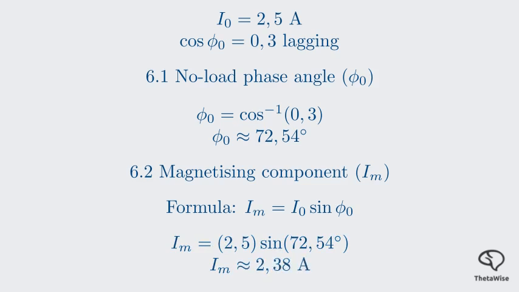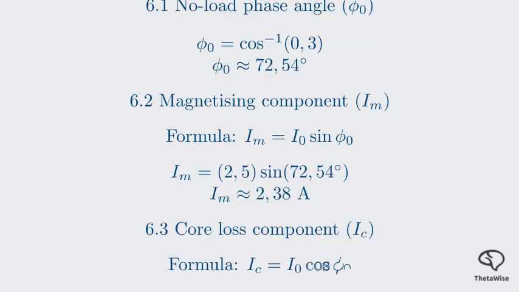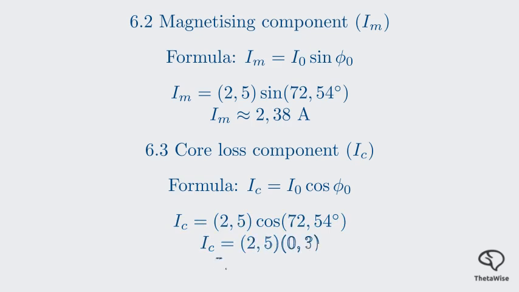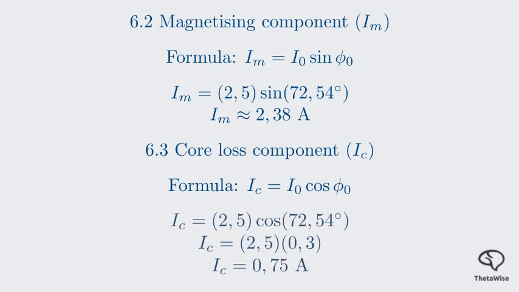And finally, part 6.3, the core loss component. Using the formula I sub c equals I sub 0 cos phi sub 0, we have 2.5 times the cosine of 72.54 degrees. This is the same as 2.5 times the power factor of 0.3, giving us 0.75 amperes. This example reinforces the application of the formulas. Notice how the power factor is used directly in the I sub c calculation.